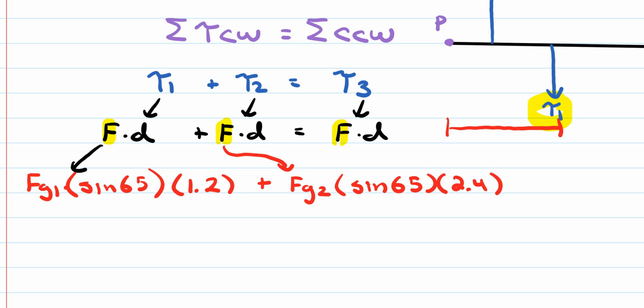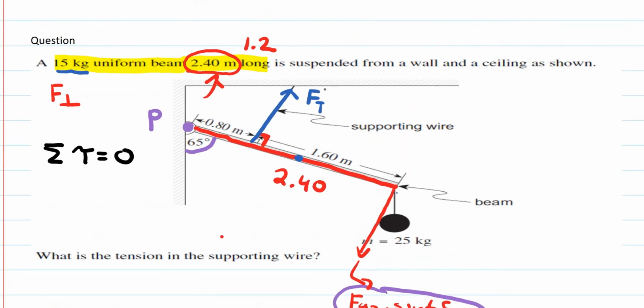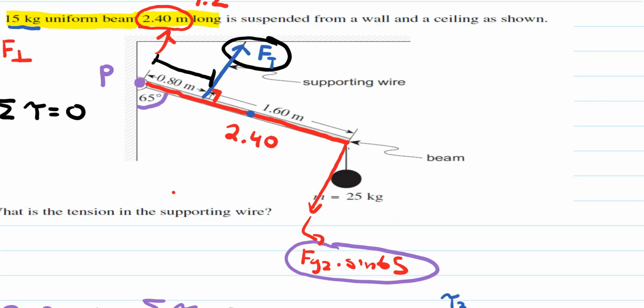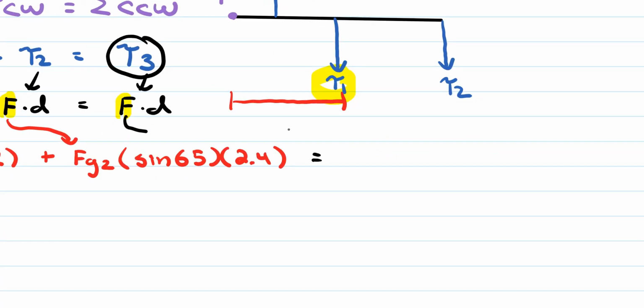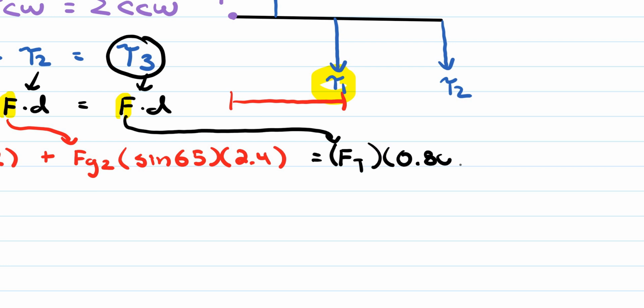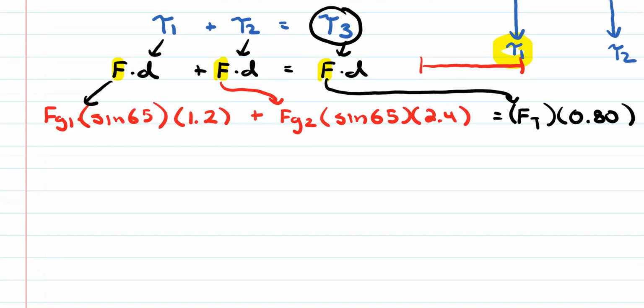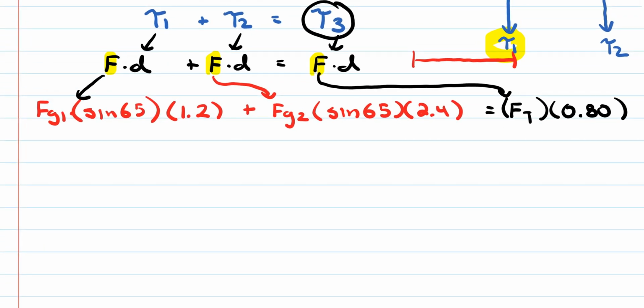Okay, and now we have our third torque, and the third torque might be the easiest one to calculate here. We have to find this force tension, and that force tension is already perpendicular to the pivot point, and it's 0.8 meters from the pivot point. So this force right here is labeled as force tension times 0.8 meters from the pivot point. And so we're almost done here.